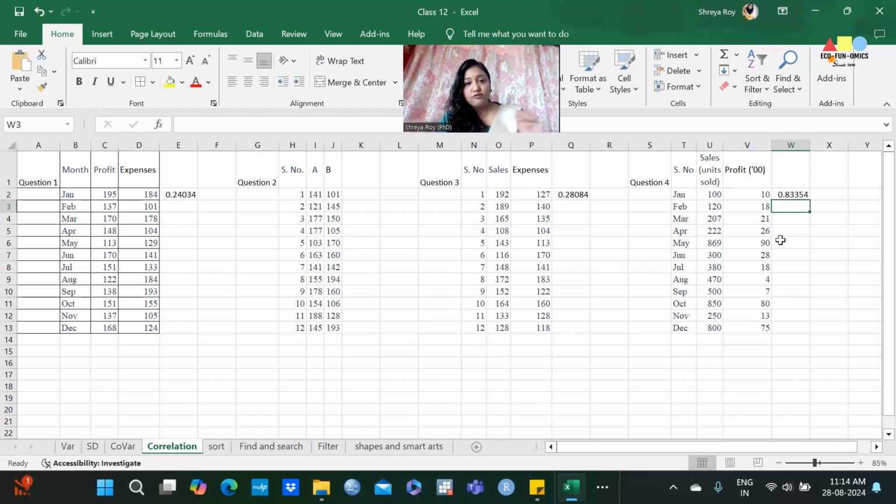That's about it for this class. I hope you learned something new. If not, you brushed up your old memories, and all these formulae, all these topics are extremely crucial from a data analytics point of view.